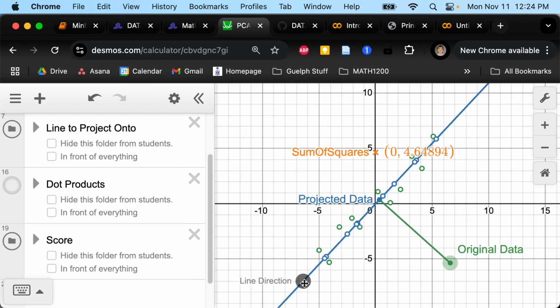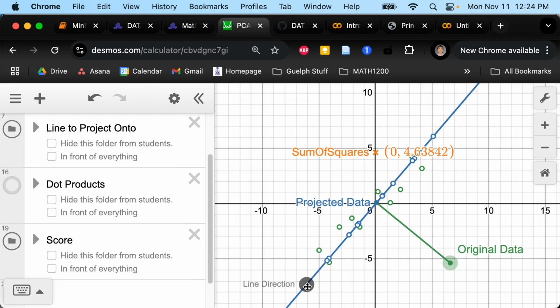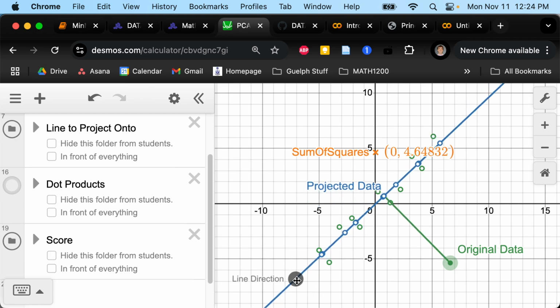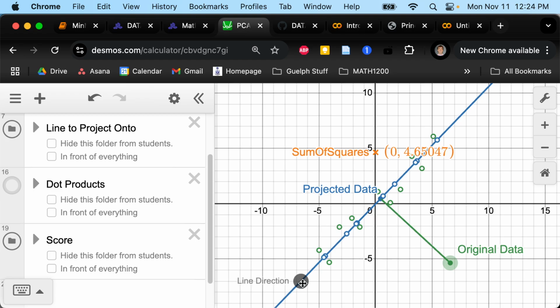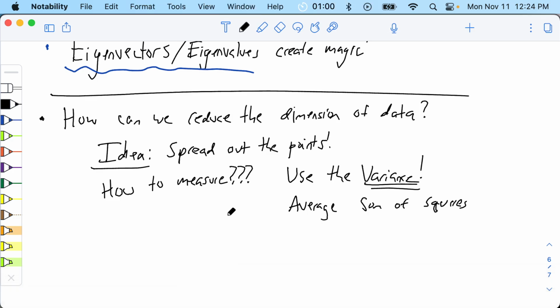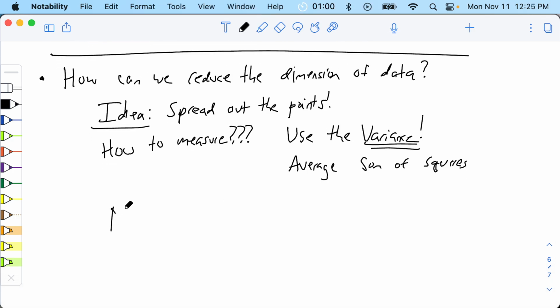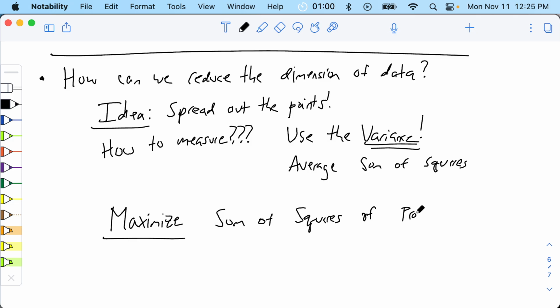0.64, 65, 66, 67, 68, 69. Oh boy, it's hard on a trackpad. Okay, 64, 65. Can I beat 65? I think that's it. That's the maximum. So you move this around until it's at its maximum. And mathematically, that is: maximize the sum of squares of the projected points.